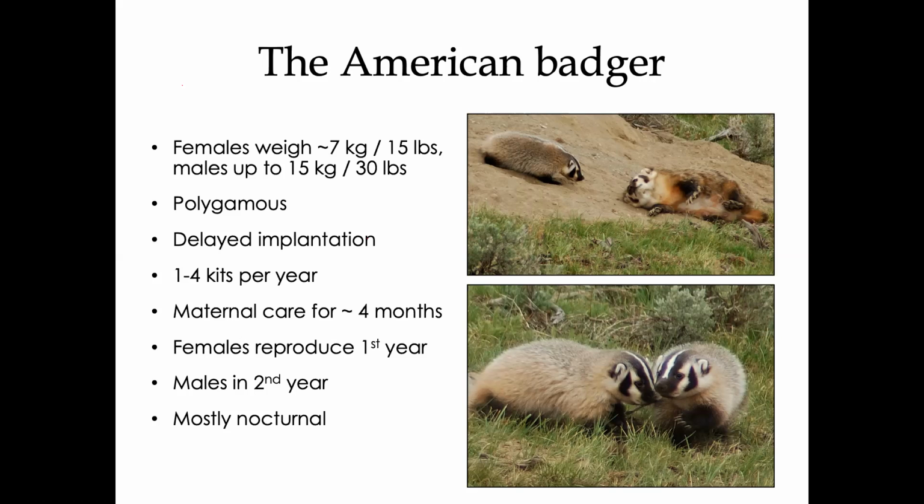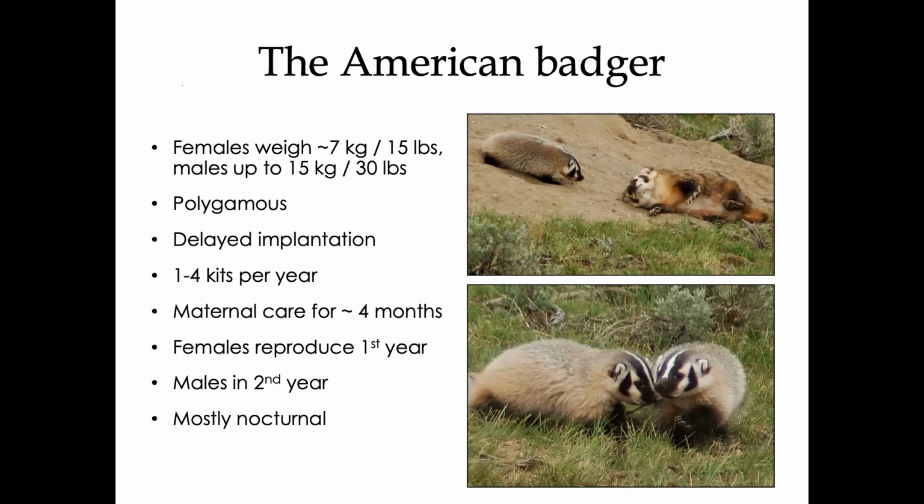They're polygamous, so one male will mate with as many females as he can find during the breeding season, and the female will raise her kits alone. They have an interesting reproductive strategy called delayed implantation, in which the fertilized embryo doesn't implant on the uterine wall in the female badger until several months after mating. So they typically mate in the late summer and early fall, and the embryo will not implant until January or February. It's a reproductive strategy to deal with cold winters.